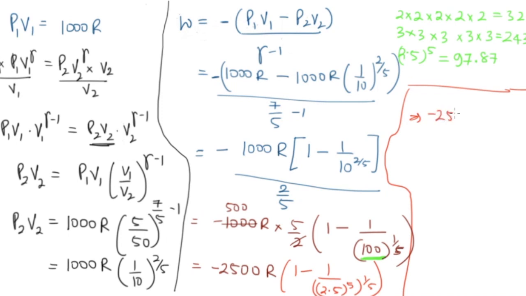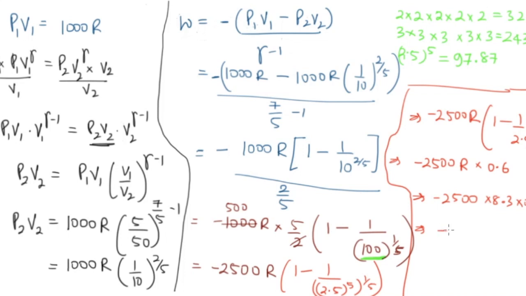Next you will be getting minus 2500 r, and in the bracket the 5 and 1 by 5 will be cancelled out. You will be having 1 minus 1 upon 2.5. So 1 upon 2.5 will give you 0.4, and 1 minus 0.4 will give you how much? That will be giving you 0.6, right? So you will be having minus 2500 r into 0.6. Now put the value of r, it was given to you in the question, and it will be minus 2500 into 8.3 into 0.6. When you solve this, reduce the decimal places and you will get a value around minus 12.5 kilojoules. So that is going to be your answer.